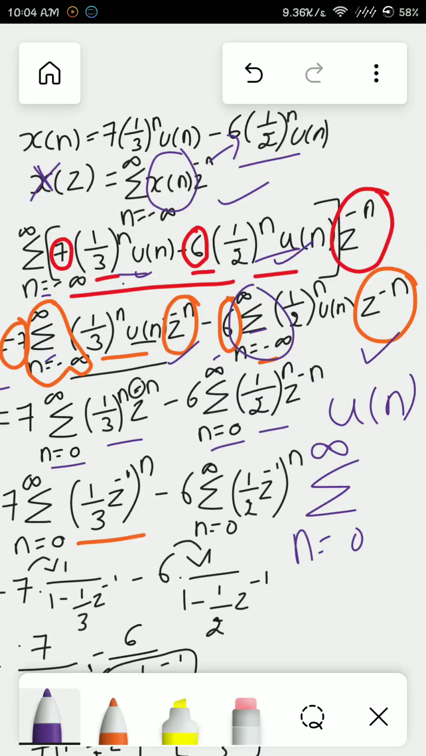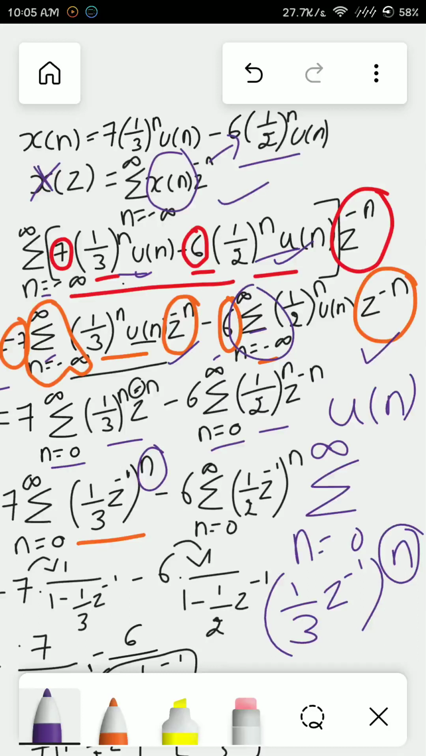Now what did I do? I just took n as a power. For that, I wrote it as 1 by 3 into z to the power of minus 1, that whole to the power of n. So I kept n as a power, and I did this here also. And then what form did I get? I got this in the form of the summation from n equal to 0 to infinity of alpha to the power of n, for this one as well as this one.